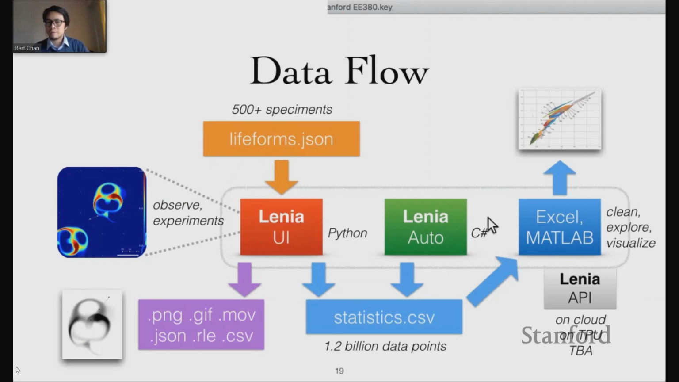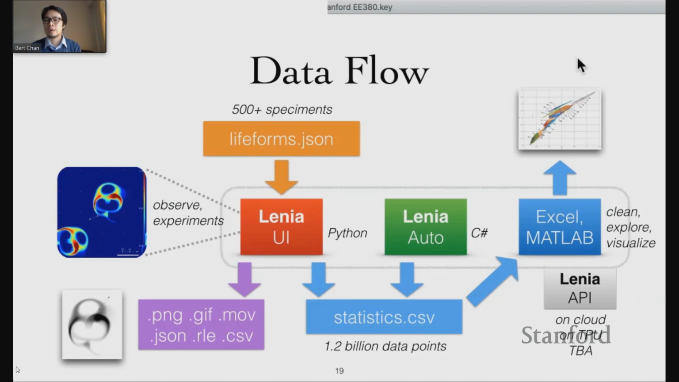This is the data flow of the whole project, how I use the program. The main program is a Lenia UI that reads data from a JSON file that has all the specimens of the patterns. It generates images and allows us to observe and do experiments. I also wrote a C# program, Lenia Auto, to automatically generate lots of statistical data. And then I feed all this data into a huge Excel file to cleanse, explore, and visualize the data.